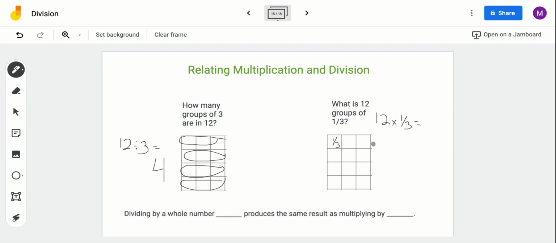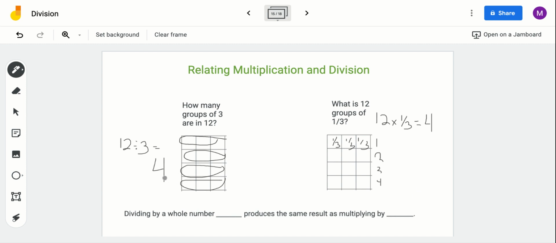So these are all 1/3. So this whole row is 1, 2, 3, 4, because each of these are worth 1/3. So 1/3 plus 1/3 plus 1/3, it's going to be 1. 3 more 1/3s, going to be another one to give us 2. Another row of 1/3s, another one to give us 3. Another row of 1/3s, another one to give us 4. So 12 times 1/3 equals 4.